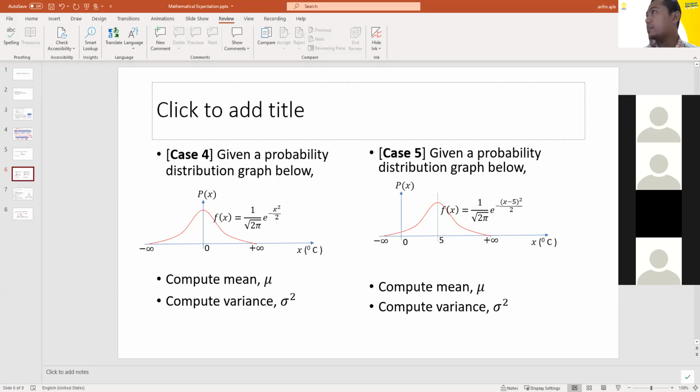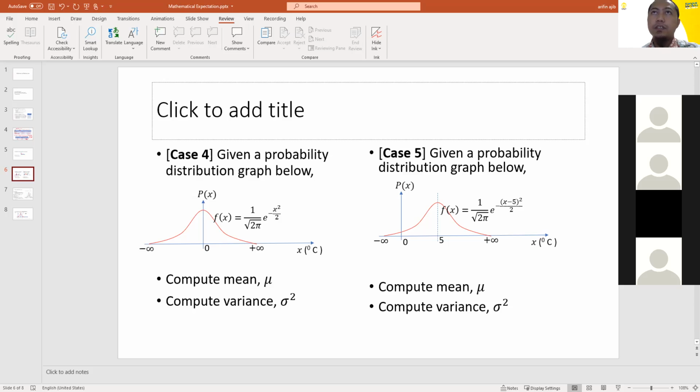Okay, you can see here the name Gaussian distributions. Can everybody see my screen? Yes, sir. Okay, you can see here the original function is f(x) equals 1 over square root of 2 pi sigma squared, e to the power of minus (x minus mu) squared over 2 sigma squared.